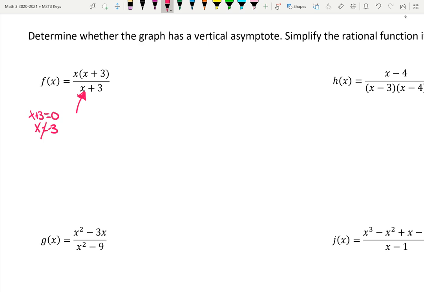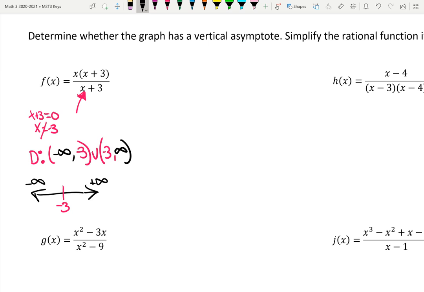Now, you can write out the domain. The domain would be as follows. If you want to look at it on a number line, the domain is going to go from negative infinity to positive infinity, and it's going to be broken up at the asymptote negative 3, thus making the domain negative infinity to negative 3, union negative 3 to infinity. The graph is broken up into 2 parts.